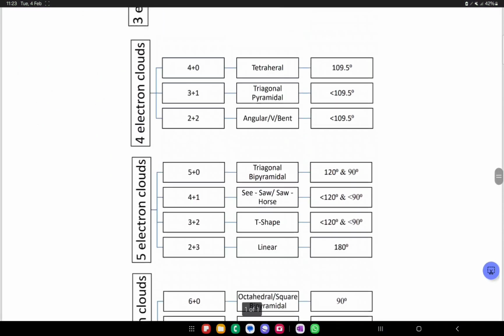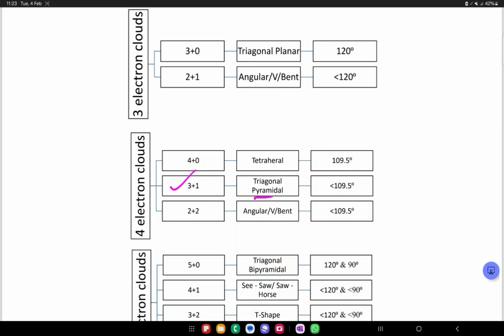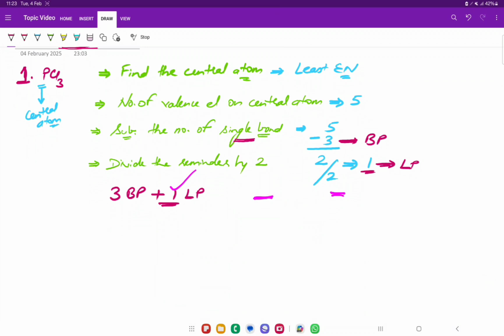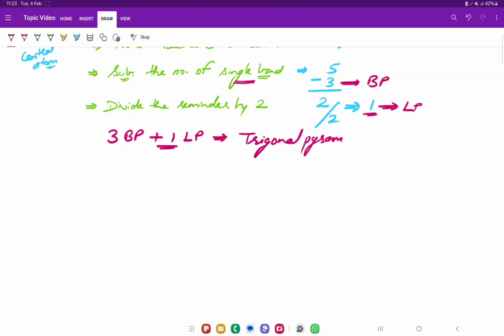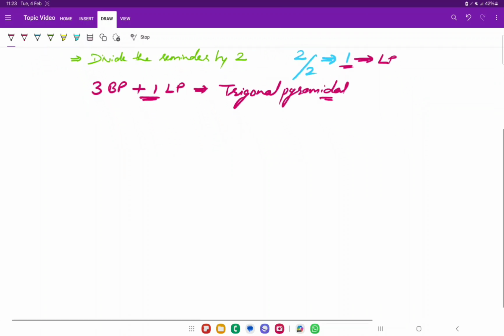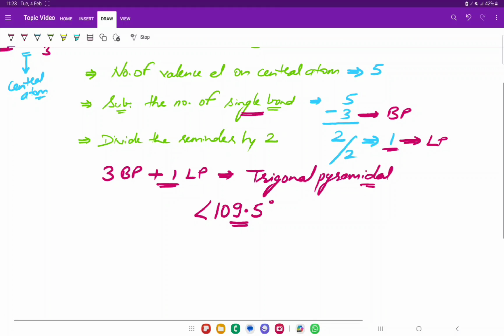When I have 3 bond pairs and 1 lone pair, what shape is it? 3 bond pairs and 1 lone pair gives a trigonal pyramidal shape with a bond angle less than 109.5. So I will write 3 bond pairs and 1 lone pair, the shape of the molecule is trigonal pyramidal, and since I don't know the exact bond angle, I will write less than 109.5 degrees, which is the regular bond angle of 4 electron clouds.